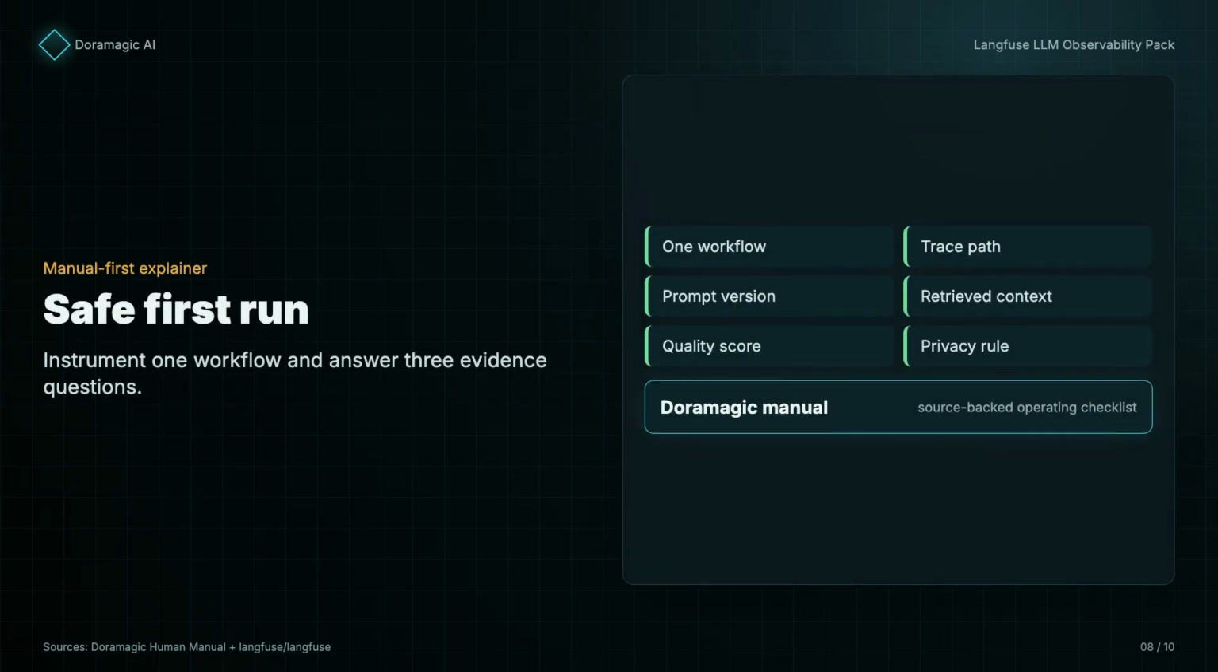For an AI agent or RAG system, the safe first run is not to instrument everything. Start with one workflow, one important user task, and 3 questions. What was the input, what context was used, and why was this final answer considered acceptable or not?